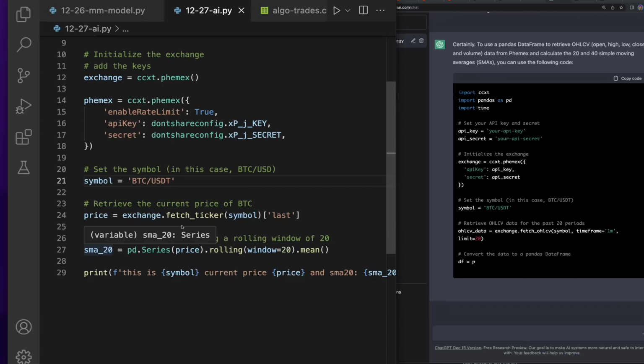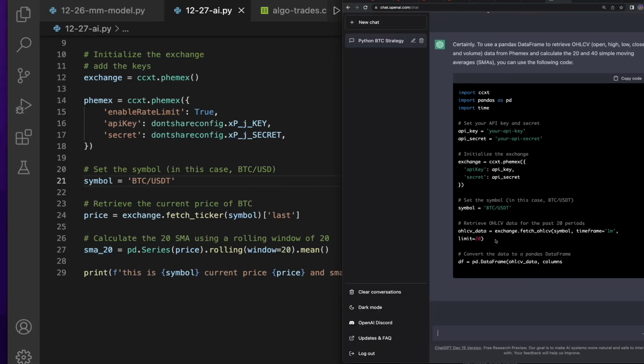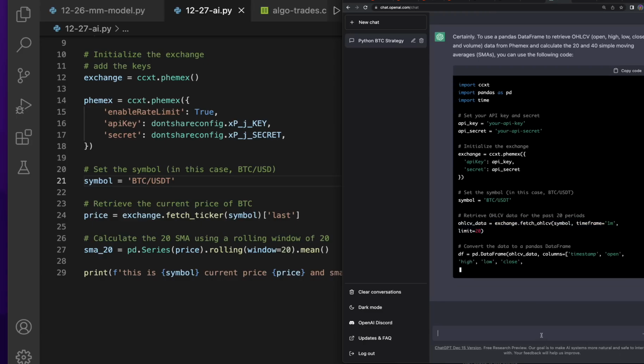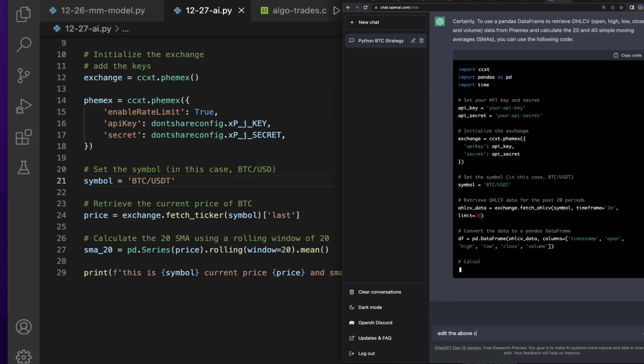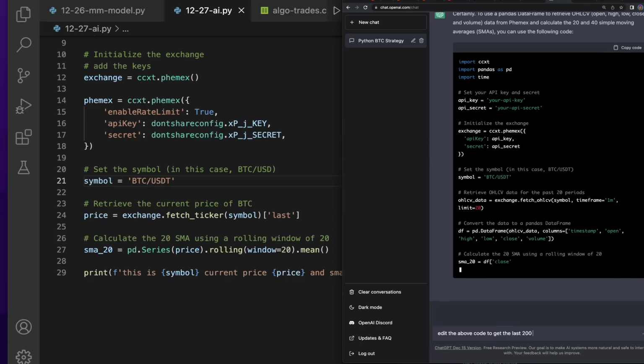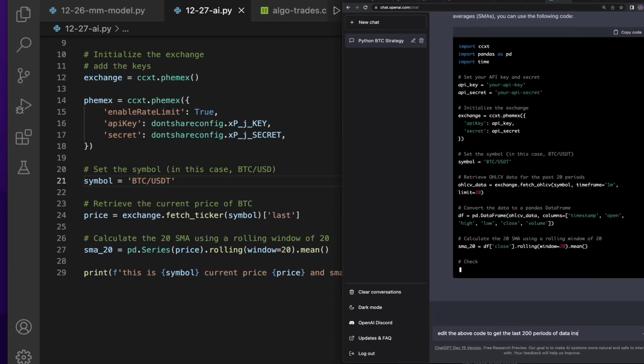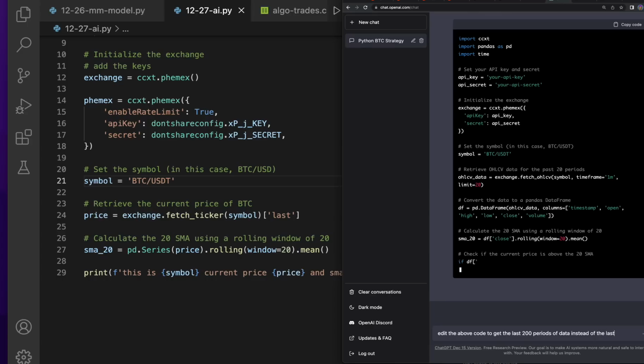And I can already see here, okay, this is great that they got the last 20 periods, but edit the above code to get the last 200 periods of data instead of the last 20 periods. So thus far, it looks like we have to work together, right?